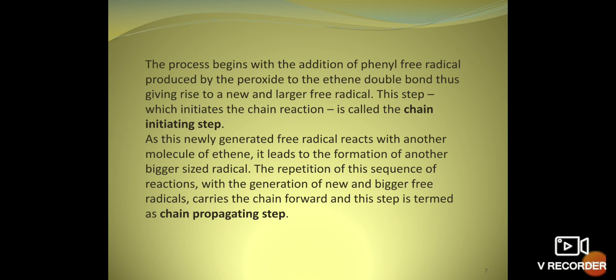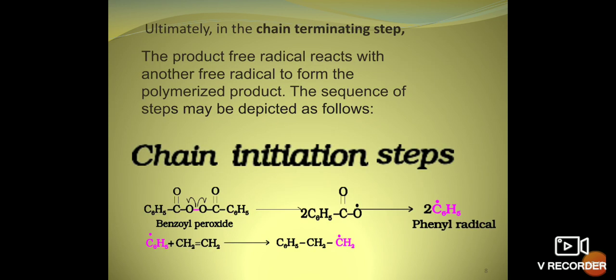As this newly generated free radical then reacts with another molecule of ethene, it leads to the formation of another bigger sized radical. The repetition of this sequence of reactions with the generation of newer and bigger free radicals carries the chain forward, and this step is termed as chain propagating step.